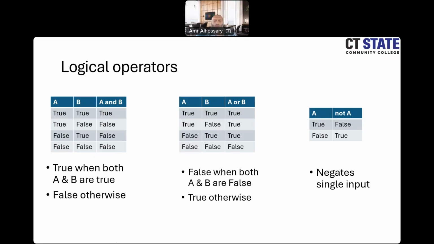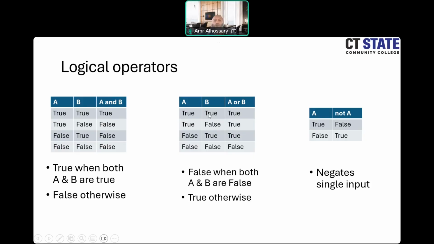To summarize here, what we show here is called the truth table of the logical operators and, or and not. And is a binary operator that takes a and b. If a is true and b is true, the result a and b is true. Otherwise, anything else, the result is false. So true when both a and b are true, false otherwise.